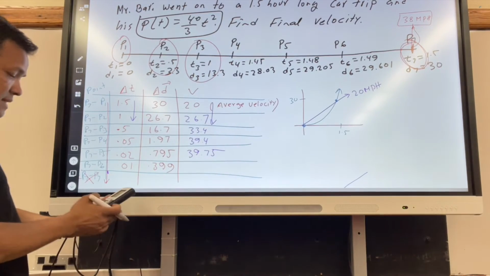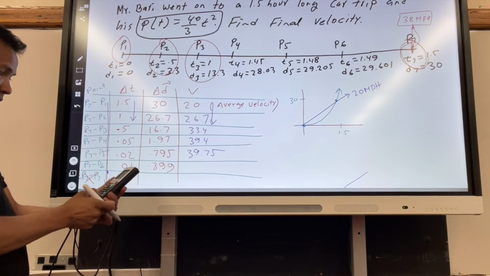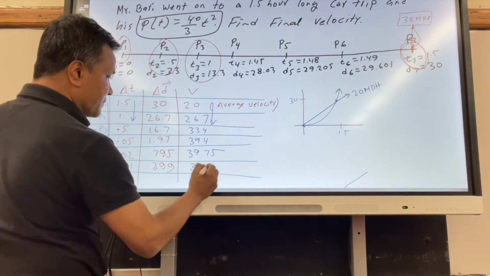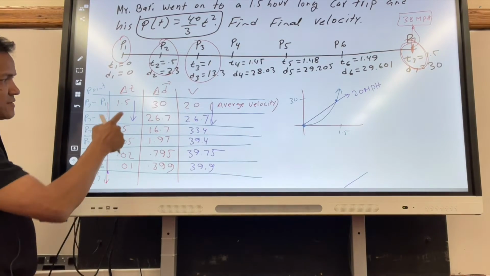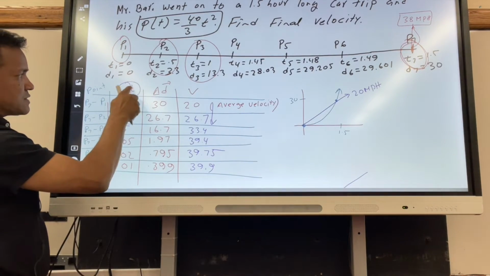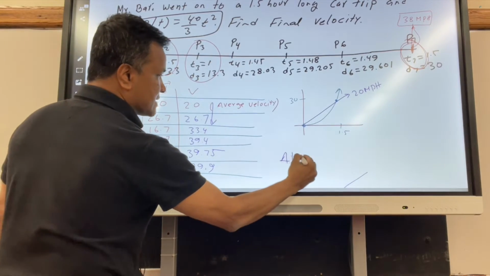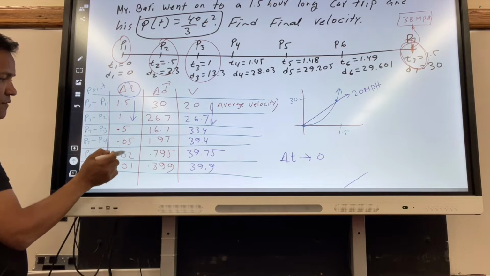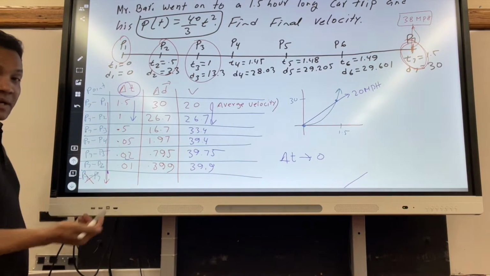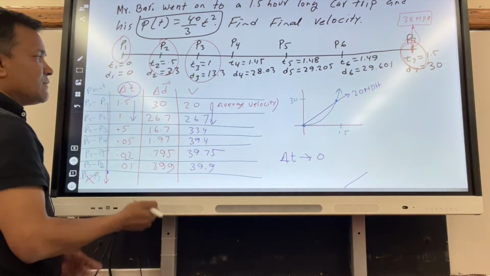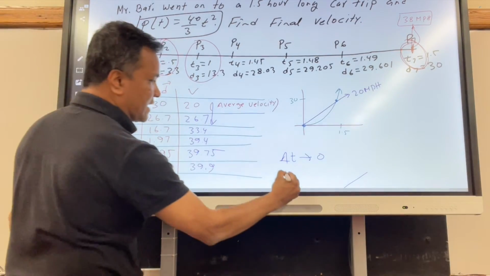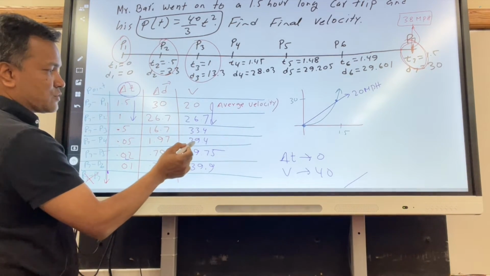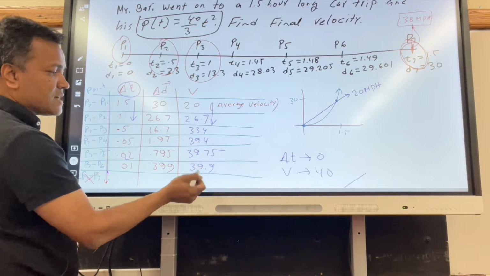All right, and then finally 0.399 divided by 0.01 is 39.9. As you see, as delta t approaches 0, from 1.5 hour to 1 hour, 0.5 hour, 0.05 hour, 0.02 hour, 0.01 hour, which is almost 0, then the velocity approaches 40. How? 20 to 26.7 to 33.4 to 39.4 to 39.75 to 39.9.